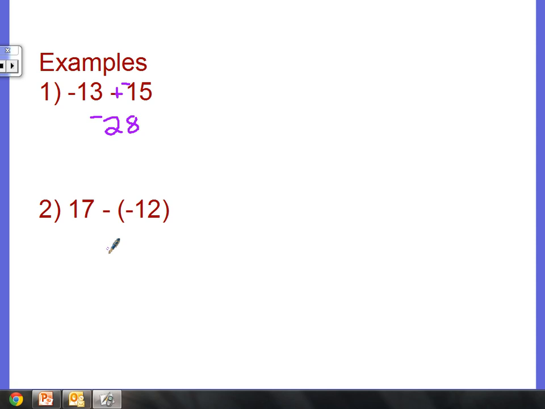Looking at number 2, 17 minus negative 12. Change the subtraction to addition and change the negative 12 to a positive 12. 17 plus positive 12 is positive 29.